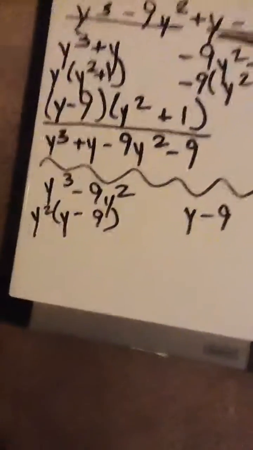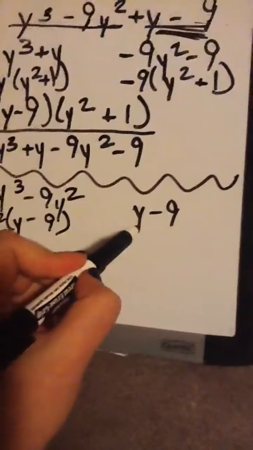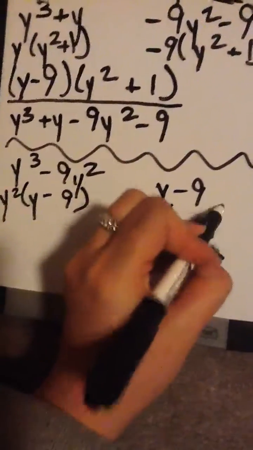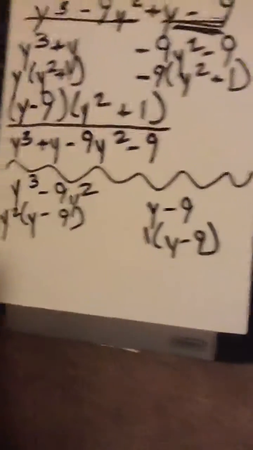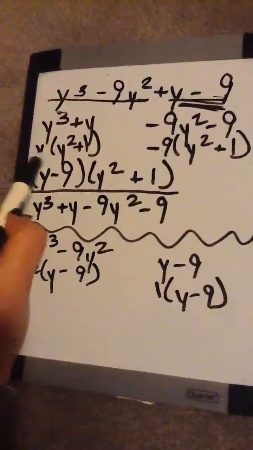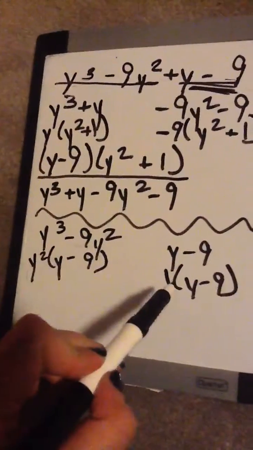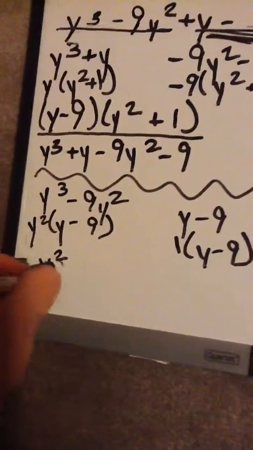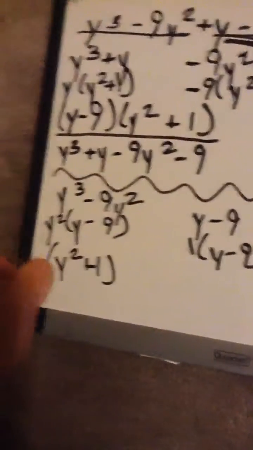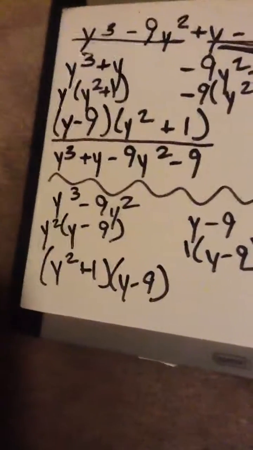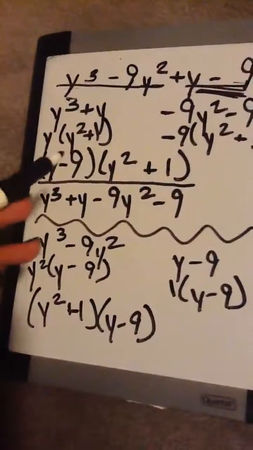minus 9. Here, you have to remember that you're going to have an invisible 1 as the coefficient because there's only one of these. So you still, like up here, get a common number where you factored out. So now you want to combine the coefficients. So it's y squared plus 1 times y minus 9, which is what we got up here, just the opposite.